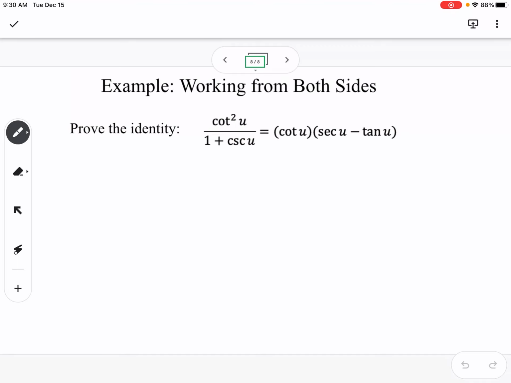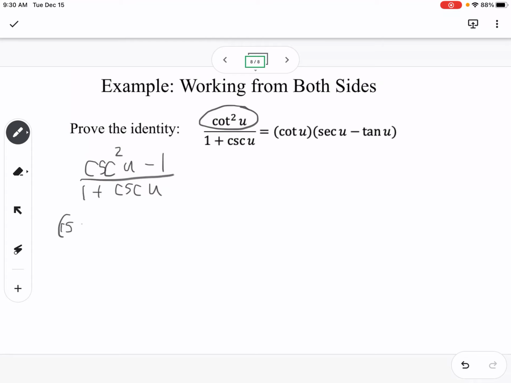So on this one, I would recognize that cotangent squared can be turned into cosecant squared minus 1, using our Pythagorean identity. So this would be cosecant squared minus 1 over 1 plus cosecant. Okay, and then I recognize that we have cosecant in the numerator and the denominator, so I could actually factor the numerator because it's a difference of squares.